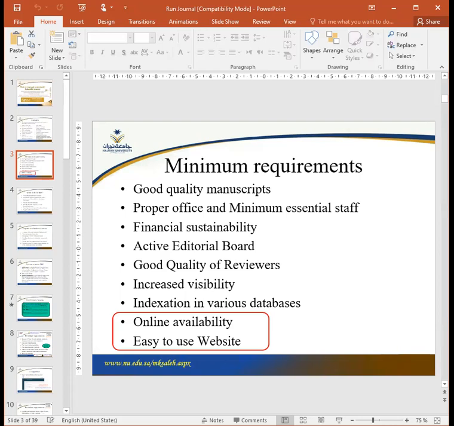These are good quality manuscripts, a proper office and minimum essential staff, financial sustainability, an active editorial board, good quality reviewers, increased visibility, indexation in various databases, online availability, and an easy-to-use website. And of course, maybe the last two requirements could be provided by the publisher.